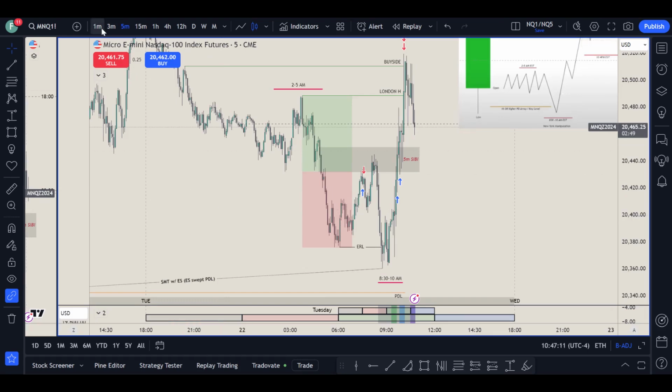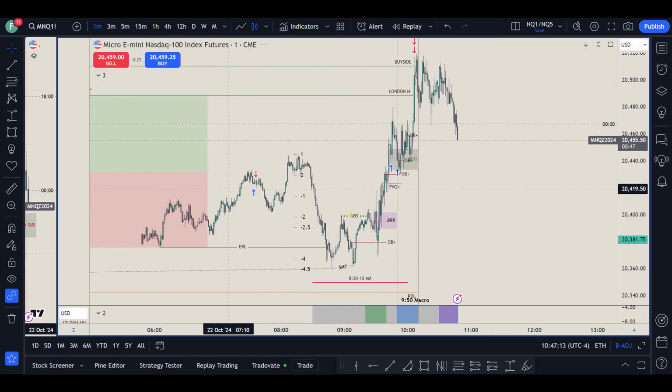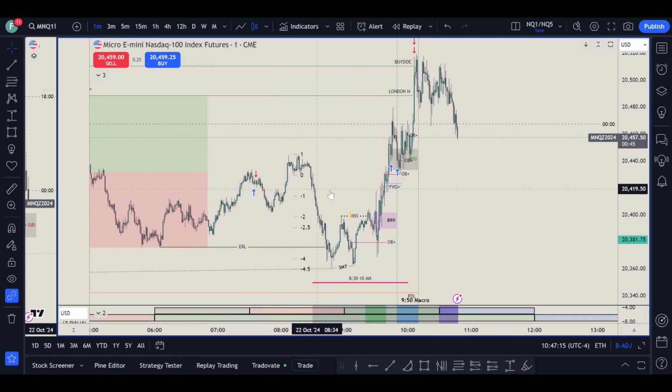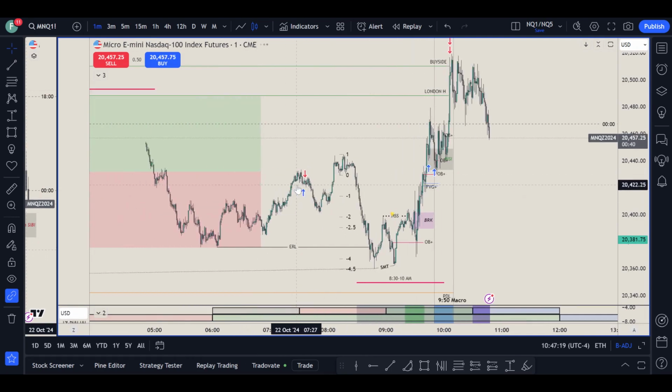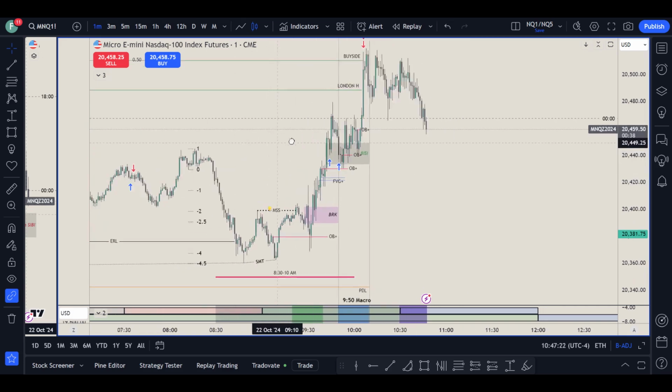So on the 1 minute, sorry guys, if you're seeing this, this trade was a mistake. It was a break-even trade. It was not even a trade. I accidentally executed that. So forget that.